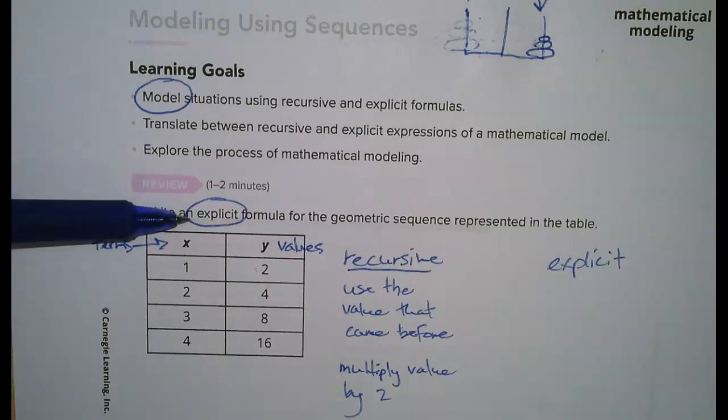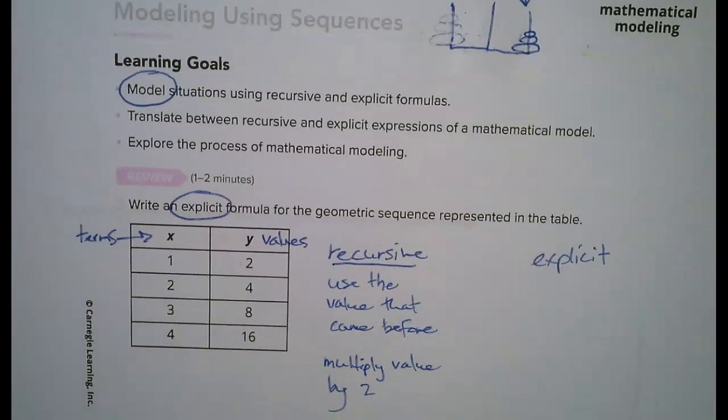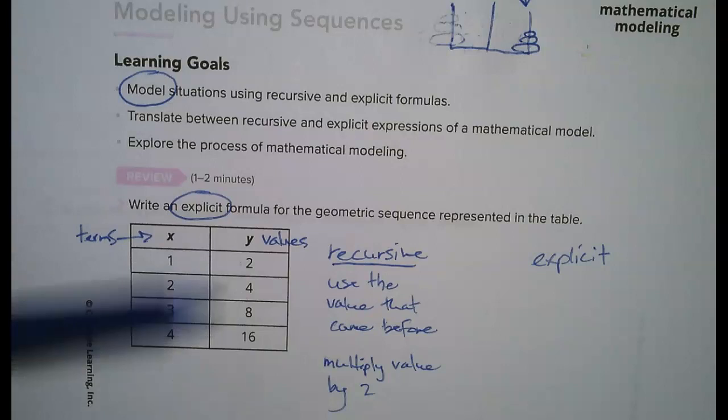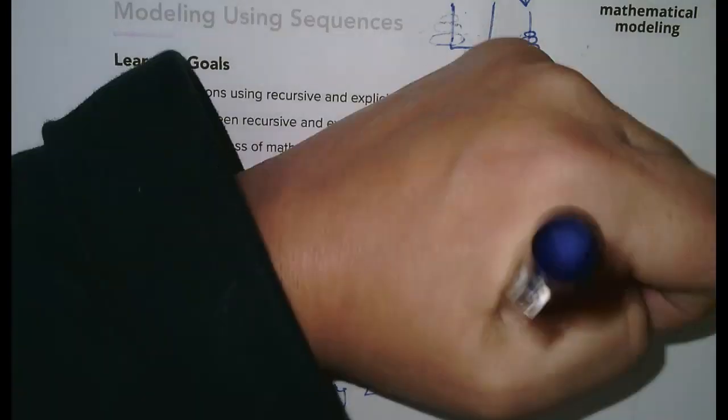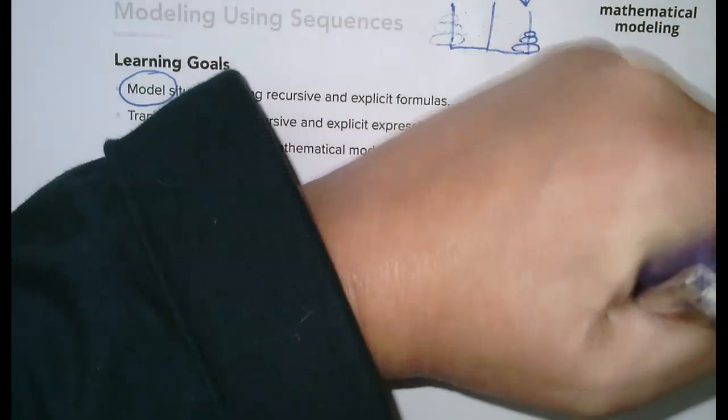But we don't want a recursive formula in this situation. We want an explicit formula. So to write an explicit formula, you don't mention the value that came before.